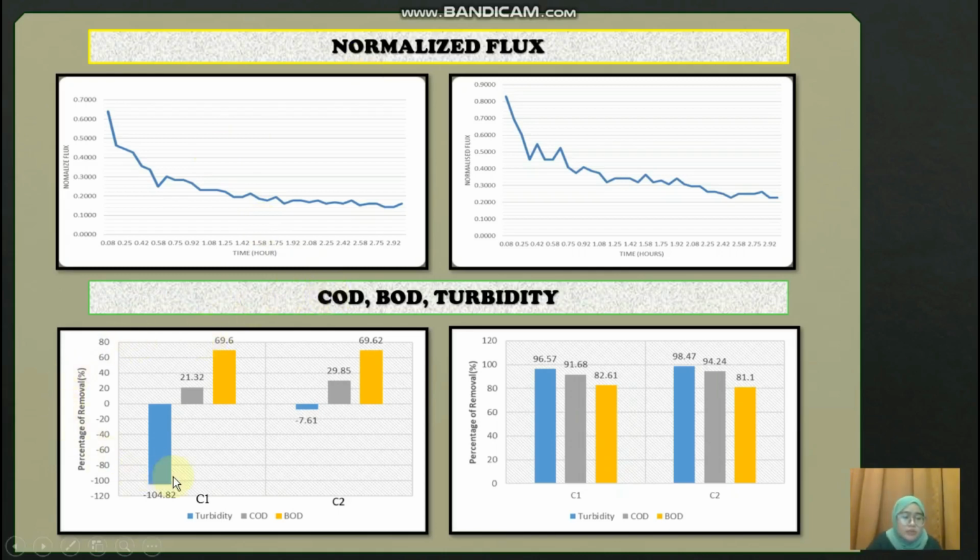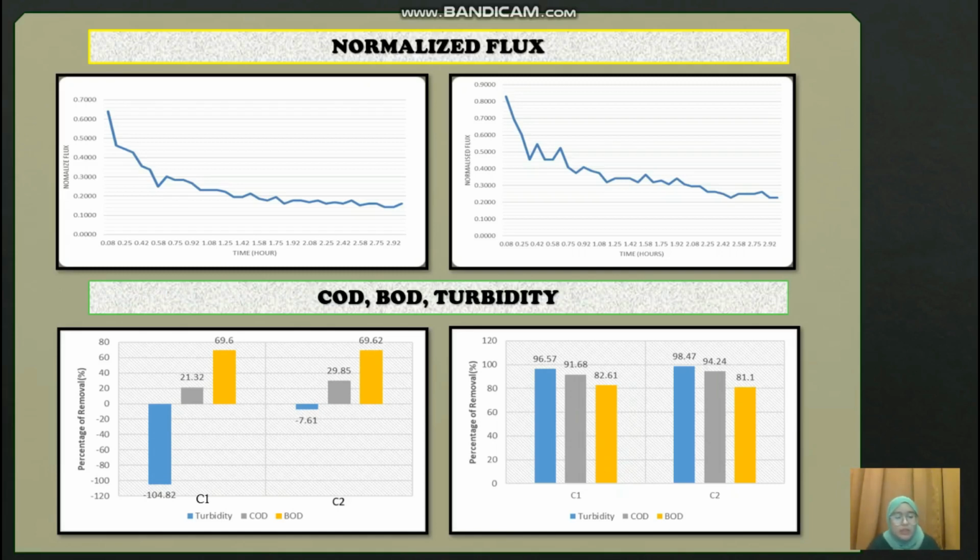So this is the graph of COD, BOD, and turbidity removal percentage treatment for the first and second cycle of zinc oxide reusability after photocatalysis. The reusability of zinc oxide clay photocatalyst in the second cycle results in higher percentage of COD, which is 29.85%, BOD 69.632%, and turbidity removal at negative 7.61 of Pomse. Compared to the first cycle, the COD is 21.32%, the BOD is 69.6%, and the turbidity is negative 104.82%.